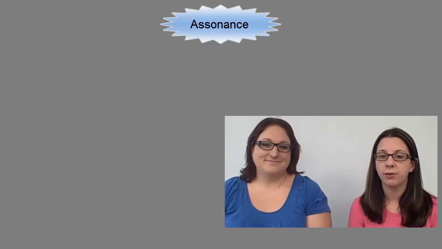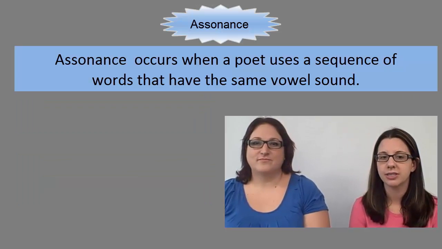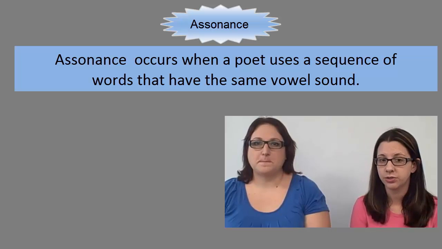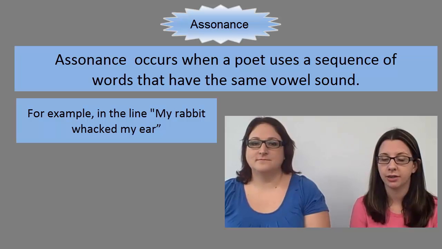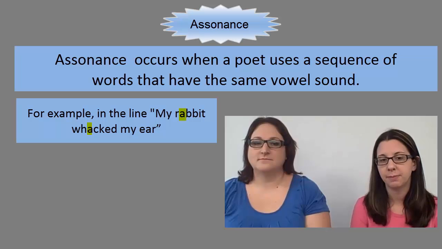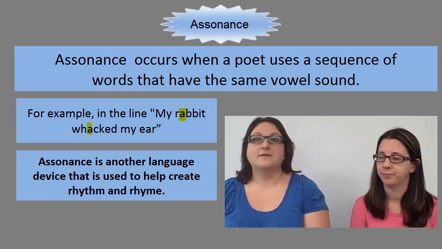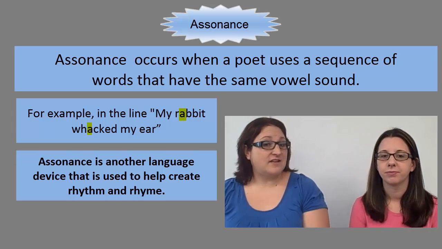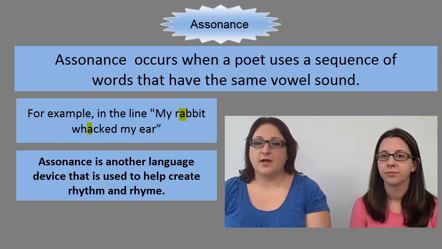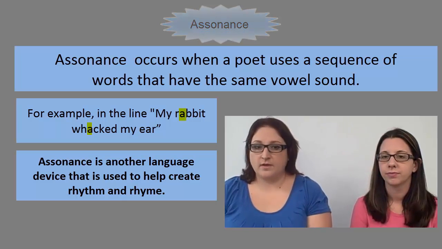Assonance occurs when a poet uses a sequence of words that have the same vowel sound. For example, in the line, my rabbit whacked my ear, the words rabbit and whacked are an example of assonance because they both contain a short A sound on the stressed syllable. Good. Assonance is another language device that is used to help create rhythm and rhyme.